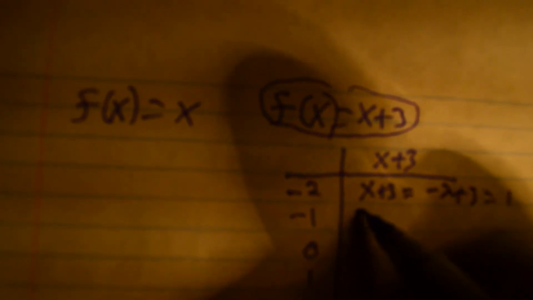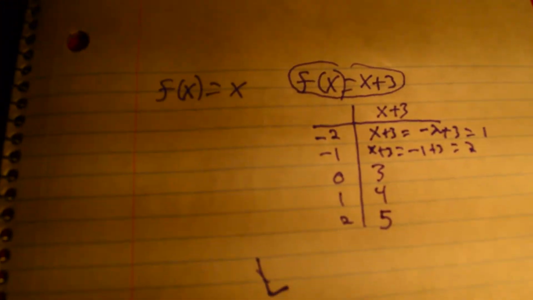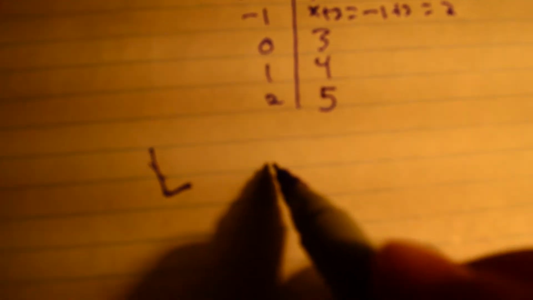Same thing for this one. X plus 3, plug in the -1, -1 plus 3 gives you 2, and then this should give you 3, and then 4, and then 5, right? That's the simple stuff, right? And then what you do when you draw your graph, sorry if it's fuzzy, try to clear it up real quick.